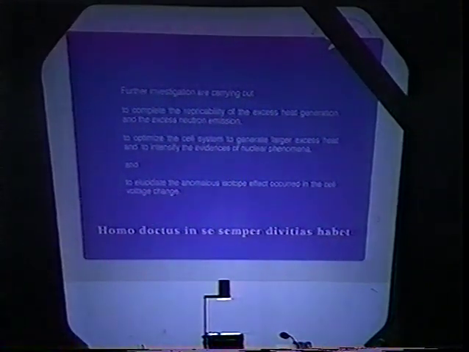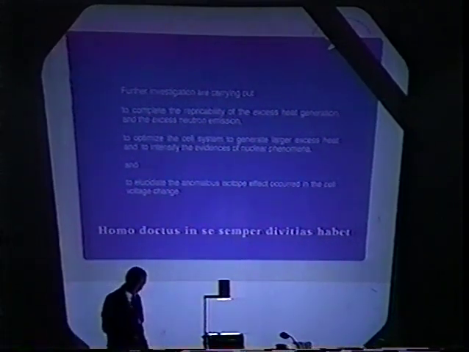Further investigation should be carried out to complete the replicability of the excess heat generation and the excess neutron emission, and to optimize the cell system to generate larger excess heat and to intensify the evidences of the nuclear phenomenon, and to elucidate that anomalous isotope effect occurred in the cell voltage change. Thank you very much.